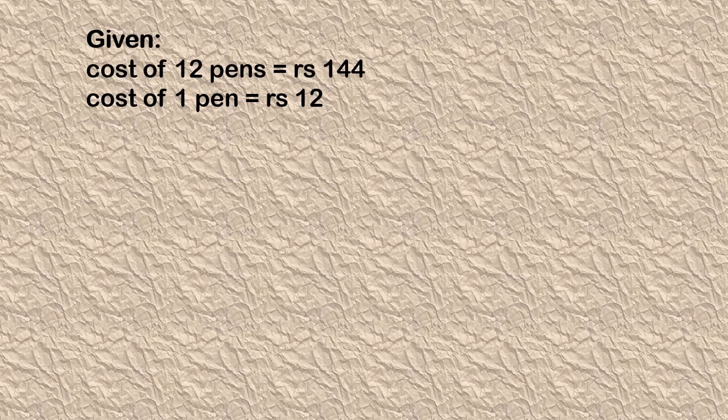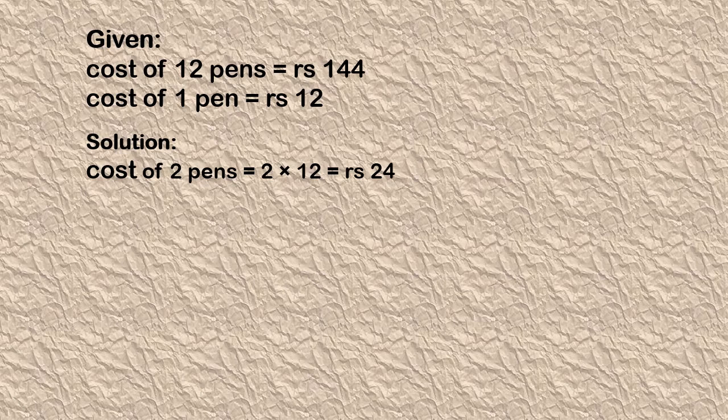Let us start the solution. First step, we will always write what is given in the question. So what is given in the question? The cost of 12 pens is equal to rupees 144, and also the cost of 1 pen is equal to rupees 12. So tell me, if 1 pen costs rupees 12, what will be the cost of 2 pens? We will simply multiply 2 with 12. So what is 2 multiplied by 12? It is 24. So the cost of 2 pens is equal to rupees 24.